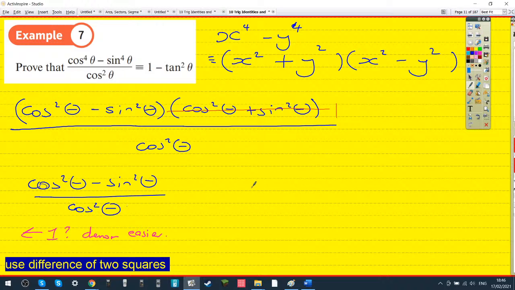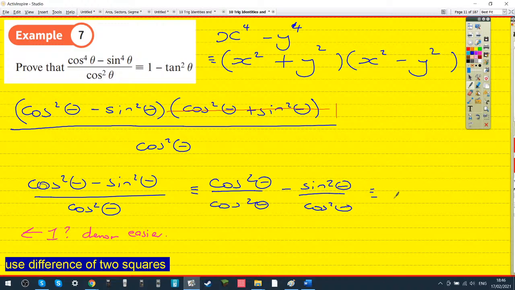Yep. What is next? Cos squared theta over cos squared theta minus sine squared theta over cos squared theta. Yep. What do you get? 1 minus tan squared theta. Which is what we were supposed to get. Well done. Difference of two squares in disguise, because x to the 4 is x squared squared.